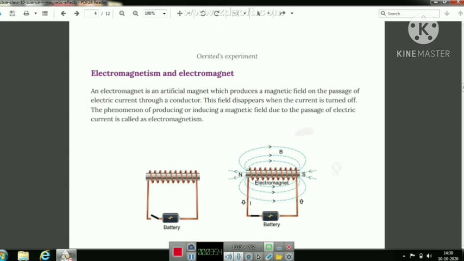Thus, an electromagnet is an artificial magnet which produces a magnetic field on the passage of electric current through a conductor. This field disappears when current is turned off. The phenomenon of producing an induced magnetic field due to the passage of electric current is called electromagnetism. Now we will see the next point.